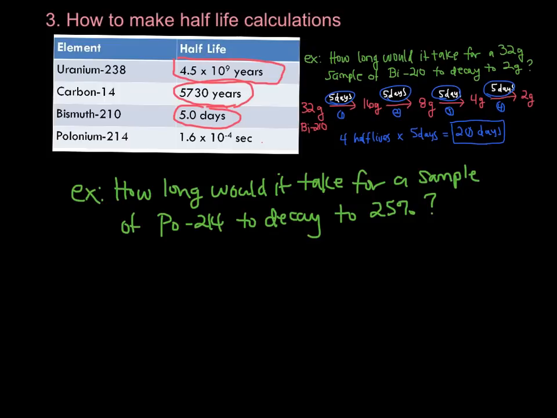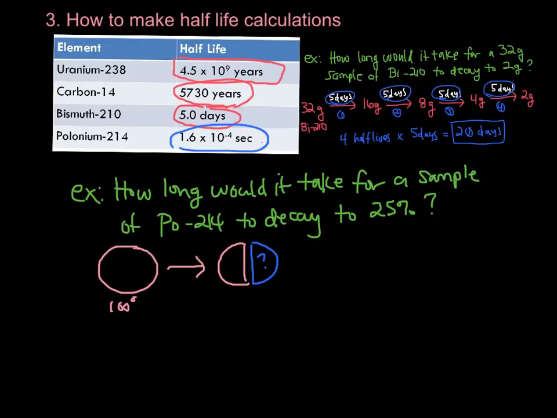Another kind of question I might ask is something like this. How long would it take for a sample of polonium-214 to decay to 25%? We know that the half-life of polonium-214 is 1.6 times 10 to the negative 4 seconds. So we're assuming we have some sample of polonium-214, and that after 1 half-life, half of it will be decayed to some other substance, right? So here's the other substance it's decaying to. So we had 100%. Now we only have 50% polonium.